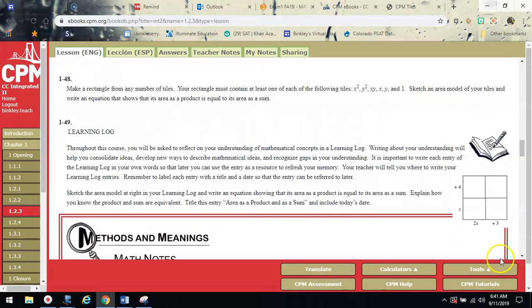And 48, make a rectangle from any number of squares. Then do the same exact thing that we've been doing.